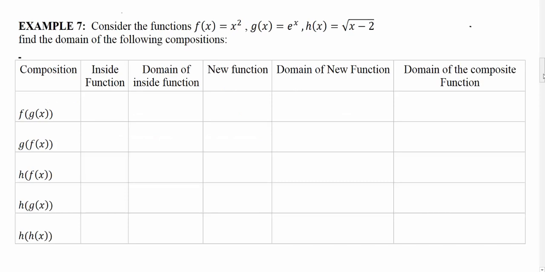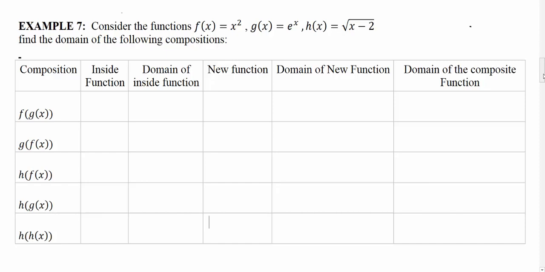Continuing on with our example from earlier, let's consider the functions f of x equals x squared, g of x equals e to the x, and h of x equals the square root of x minus 2. We want to find the domain of each of the following compositions. The first one is f of g of x.